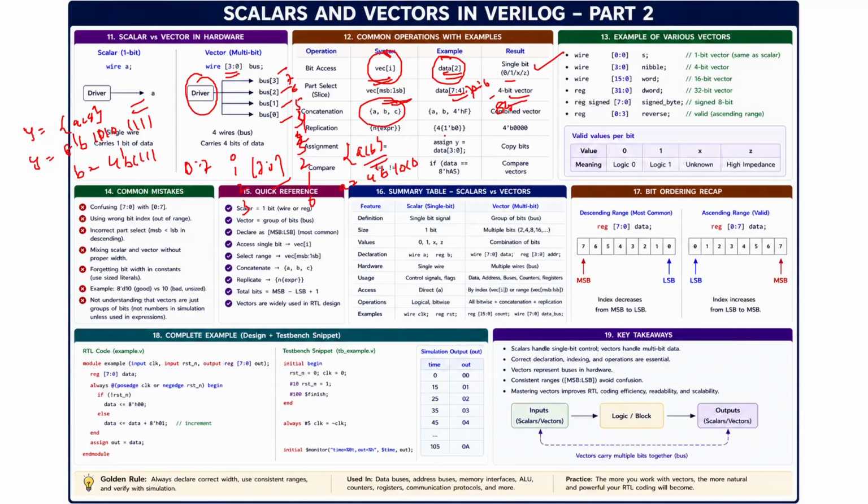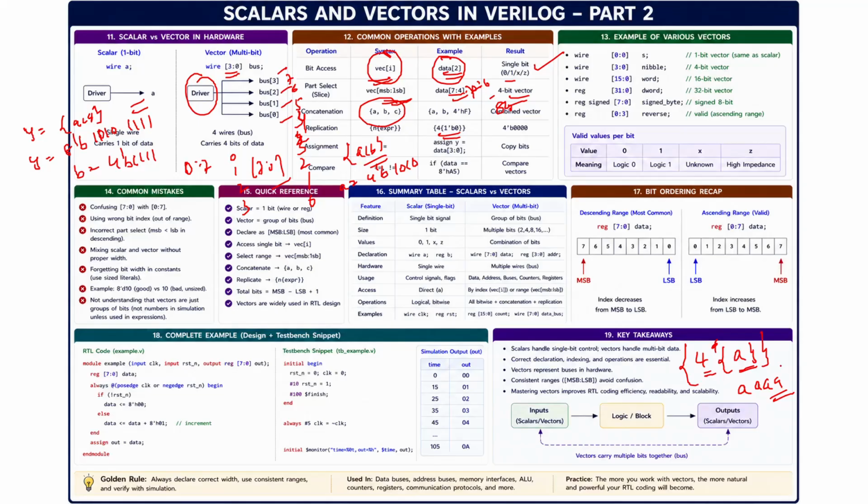I'm also replicating. Replicating means how many times I want to replicate it. Suppose I want to replicate a value 4 times, then 4 tick of, so this is the 4 tick representation, and then inside that I want to represent a. So that is the 4a. So don't use the tick here. How many times you want to replicate it, you can write here, and what type of variable you want to replicate, you can write inside the brackets. Then 4 times a value I'm getting here.